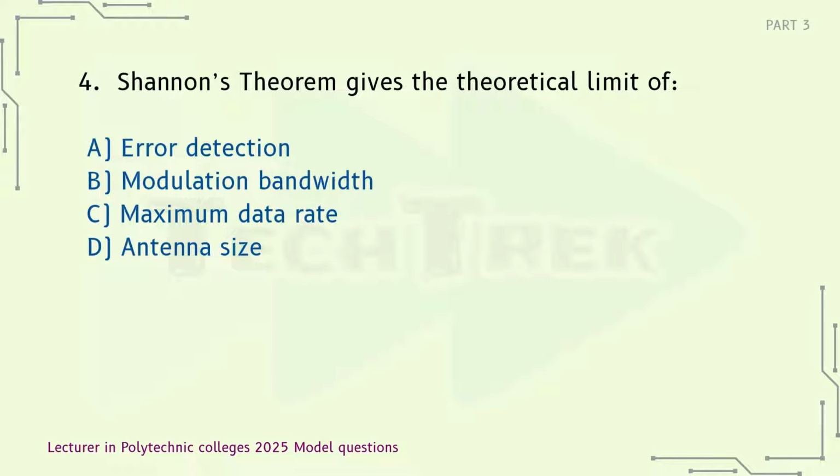Shannon's theorem gives the theoretical limit of A. Error detection. B. Modulation bandwidth. C. Maximum data rate. D. Antenna size. Correct answer is option C. Maximum data rate.